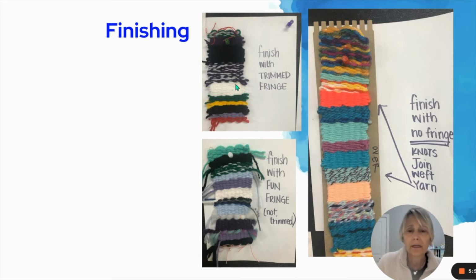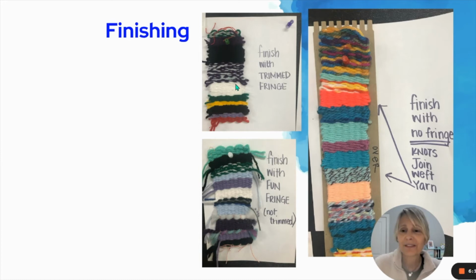Or they can, after they take it off the loom, finish it just by snipping off the edges, and it gives it a little more tidy of a look. And then we are also using the no fringe, where we're just joining the knots and tying those weft yarns together, and then making one side of the fabric the wrong side.